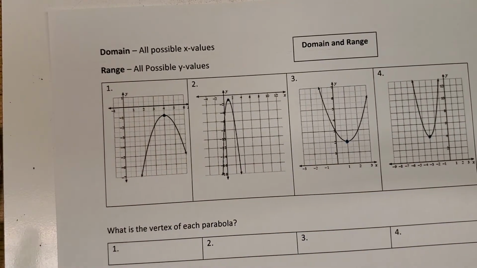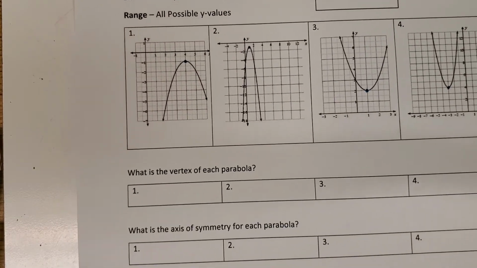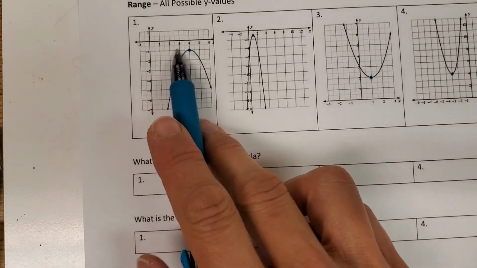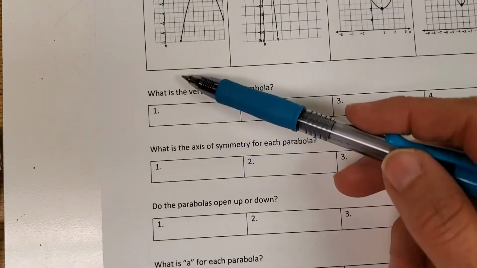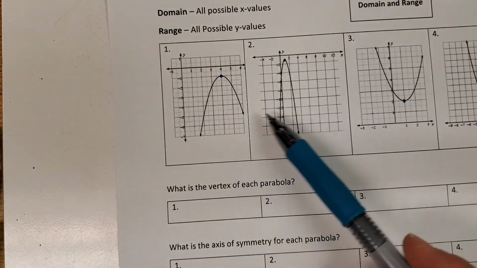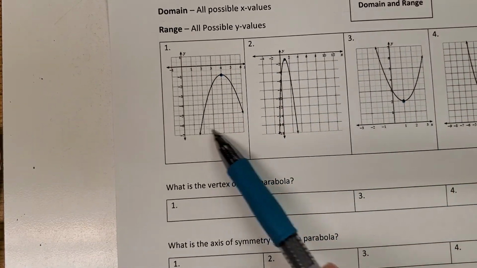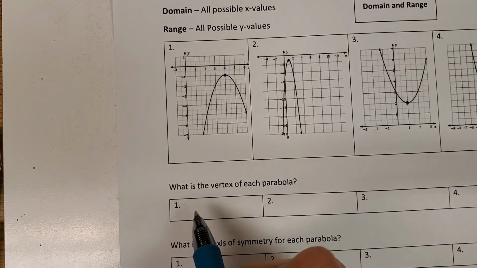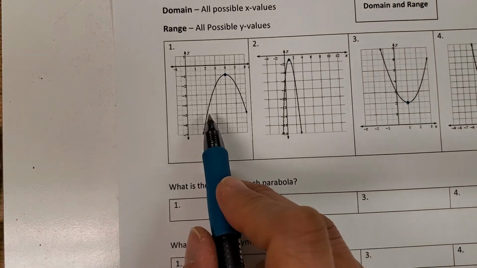I don't think I'm going to do all of them right now. I'll let you do some of them, but I'm going to do all of these for a couple. Okay, I'll probably do 1 and 3 since we got one up and one down. So first of all, what's the vertex of each parabola? Let's look at number 1.